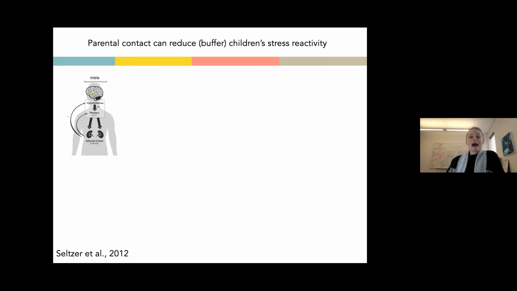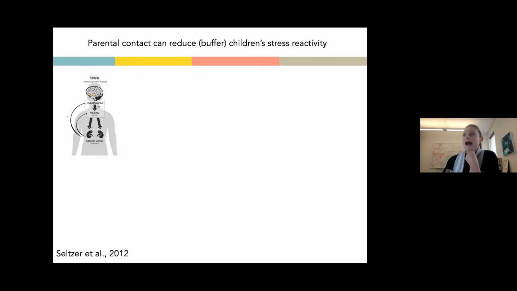One great way to look at the effect of parents on children's biology is to look at the end product of activation of the hypothalamic pituitary adrenal axis, that is cortisol, which is released from the adrenal cortex as an end product of activation of the stress response. And so by measuring cortisol, we can get an indication of how active this axis was in a child.